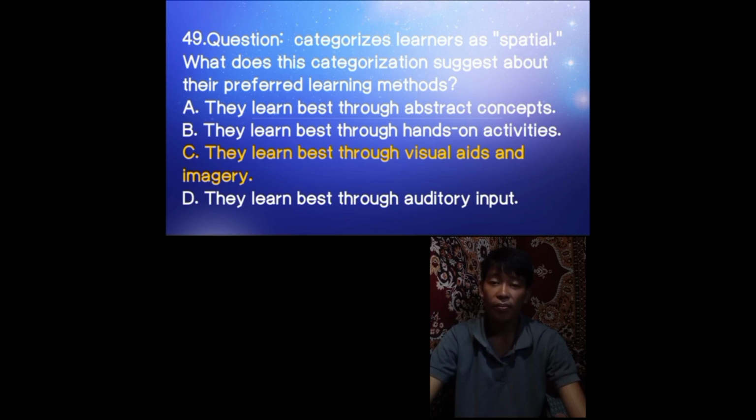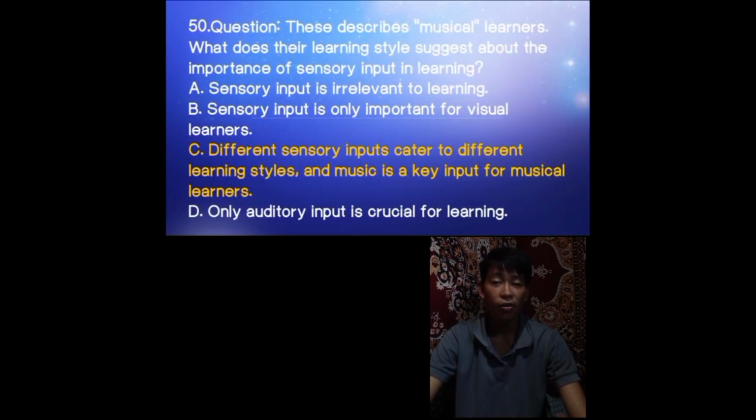And the last, number 50, the correct answer is letter C. Different sensory inputs cater to different learning styles, and music is a key input for musical learners. So this description highlights that musical learners benefit from rhythm, melody, and music, demonstrating the importance of diverse sensory inputs in learning.